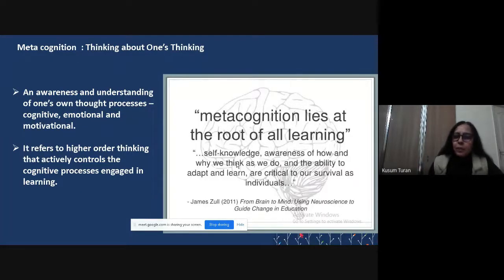But if we can do it, children will be in a better position to learn and to apply their learning skills to problem solving, and solve the problems that exist around them. So it is an awareness and understanding of one's own thought processes. It helps in cognitive, emotional, and motivational development. It refers to higher order thinking and actively controlling the cognitive processes engaged in learning.